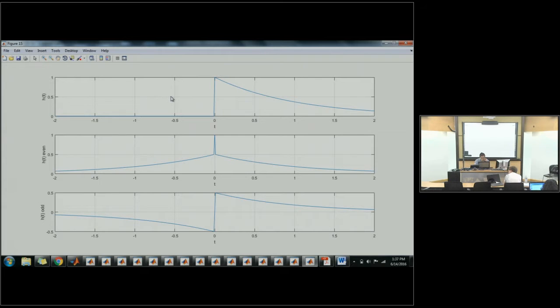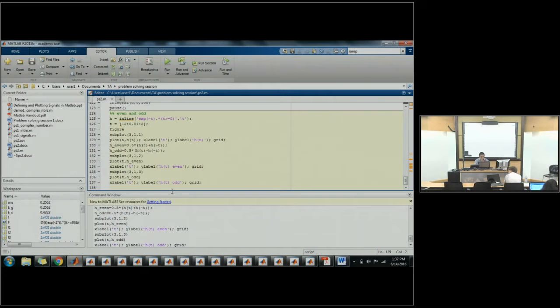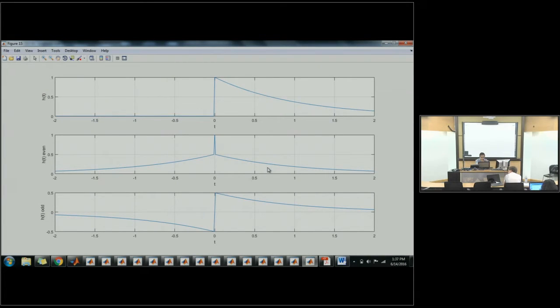Now the even component is defined as half of h of t plus h of minus t. That's how I've computed it. The odd component is half of h of t minus h of minus t. And that I have directly plotted in MATLAB. So the even component, if you see, is half the amplitude, and it's going for both t less than 0 and t greater than 0. The odd function is again half in magnitude, and is going again for t less than 0 and t greater than 0.